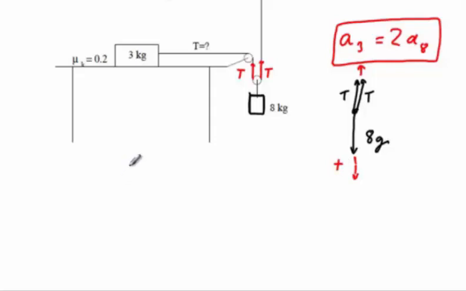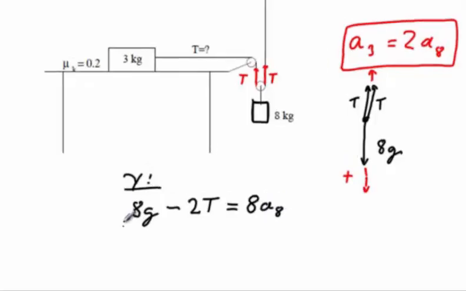Analyzing the y dimension for the 8 kilogram object, we see that 8g is in the plus direction. We have two tensions pulling in the minus direction for twice T, and the sum of these forces is equal to 8 times acceleration subscript 8. We'll put a box around this equation and save it for later.